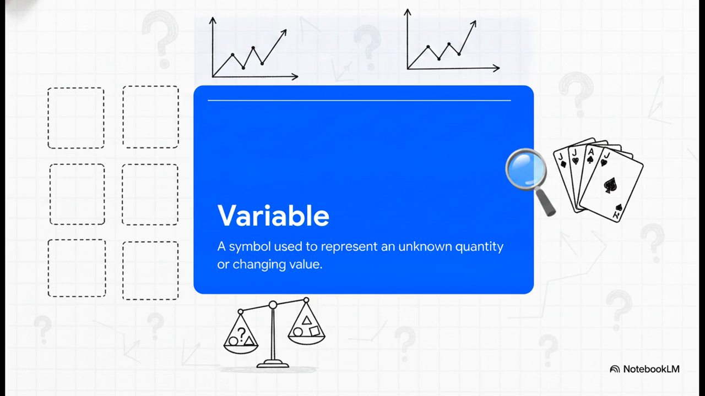Instead of just dealing with static numbers, a variable lets us point to a general principle. It might stand for some mystery number we're trying to track down, or could represent a whole range of possible numbers. It's basically the ultimate mathematical wildcard.